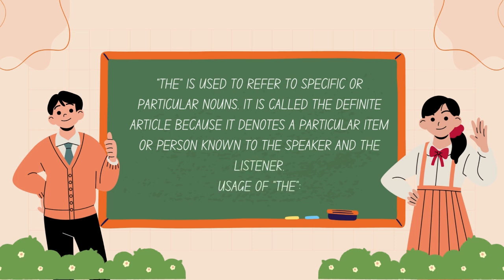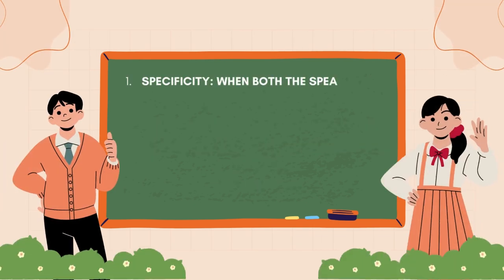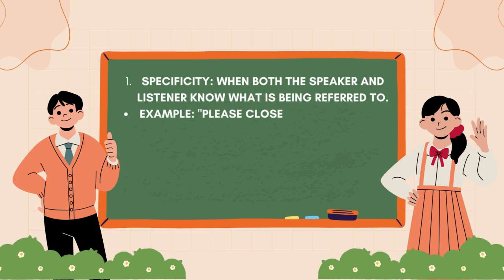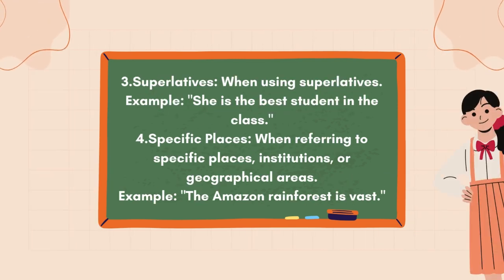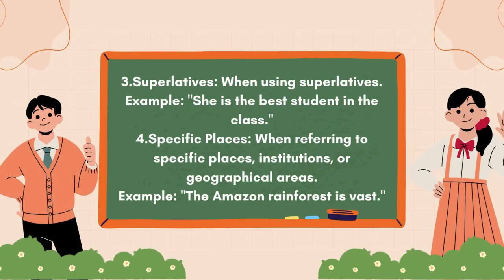Usage of the. Number 1. Specificity. When both the speaker and listener know what is being referred to. For example, please close the door. Both know which door. Number 2. Unique items. When referring to something unique. For example, the sun rises in the east. Number 3. Superlatives. When using superlatives. For example, she is the best student in the class.